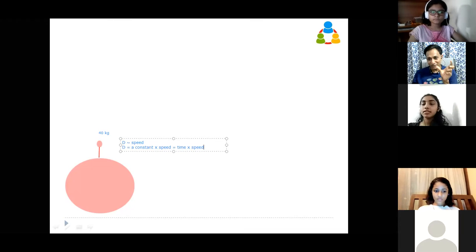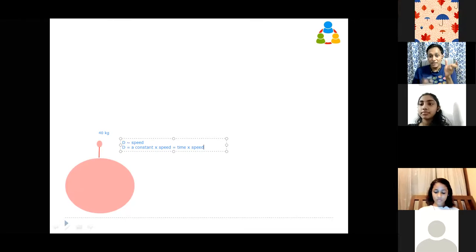So you see where it is coming from. If you multiply speed with time, you get distance. So if the speed is 10 km per hour, in 2 hours, 2 into 10. If it is 20 km per hour in 2 hours, 2 into 20. Let us assume 5 hours, 5 into 20. So in this case, when you convert the proportionality into an equation, the constant is speed.